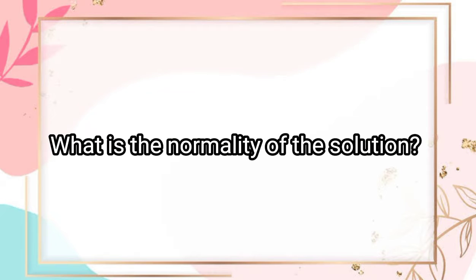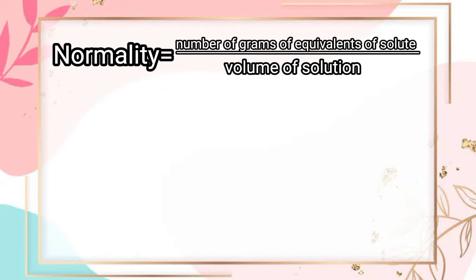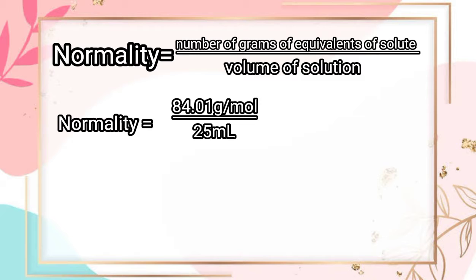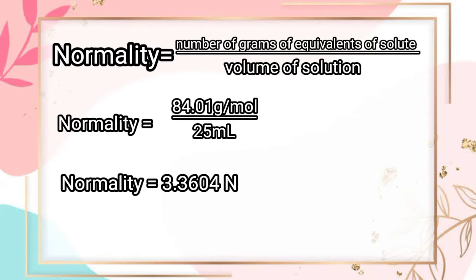What is the normality of the solution? We have here the formula of normality is equal to number of gram equivalents of solute over volume of solution. So normality, we have to substitute the 84.01 gram per mole, which is the molecular weight of sodium bicarbonate, over 25 ml of the sodium bicarbonate solution. So divide 84.01 gram per mole by 25 ml. We have here the normality is equal to 3.3604 N.